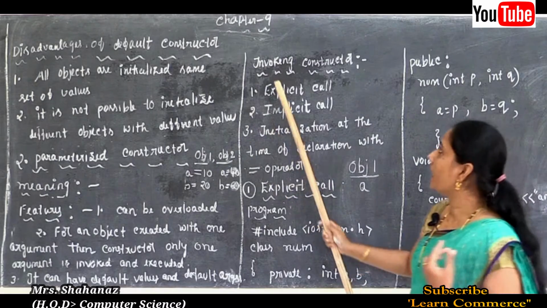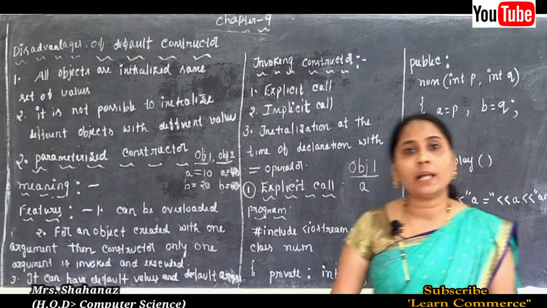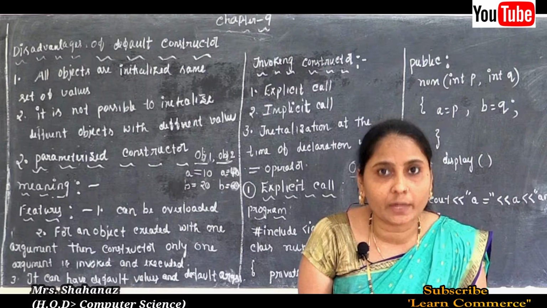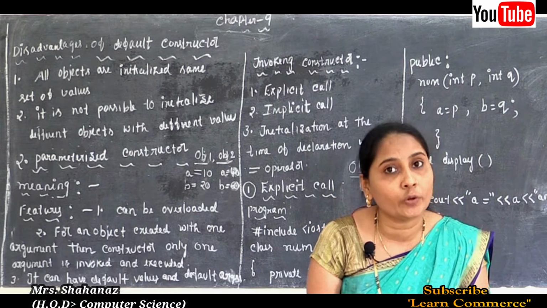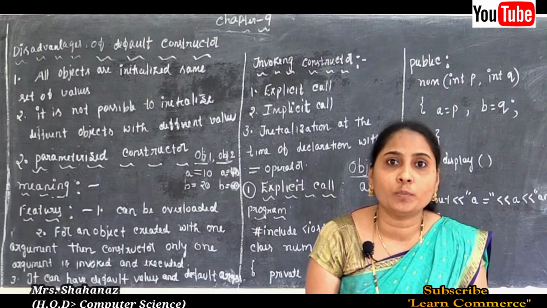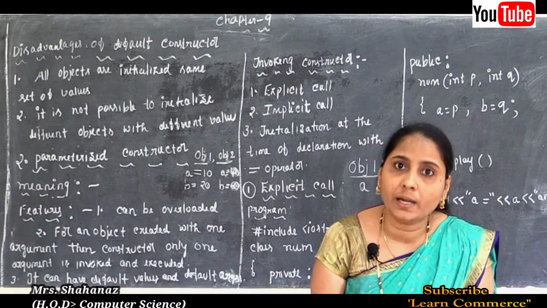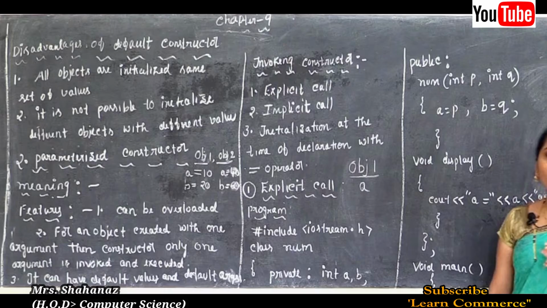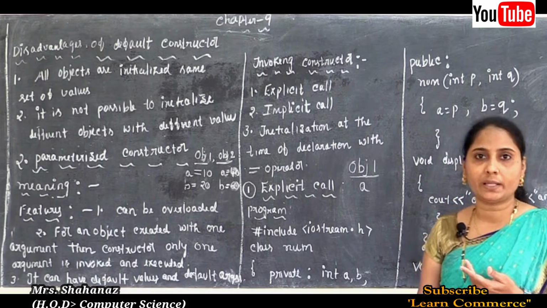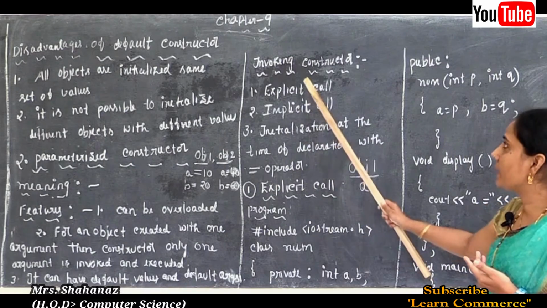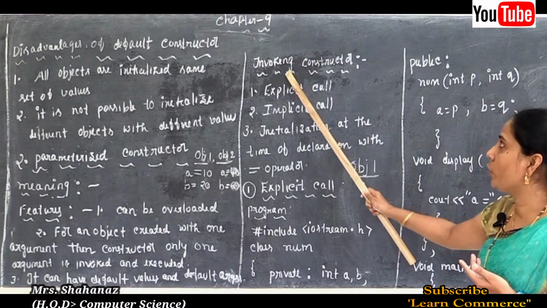So the first thing is that it is the duty of the compiler to invoke the constructor when any object is declared. Clear? Such invoking of a constructor can be done through the following methods. How many methods are there? There are three methods to invoke a constructor.